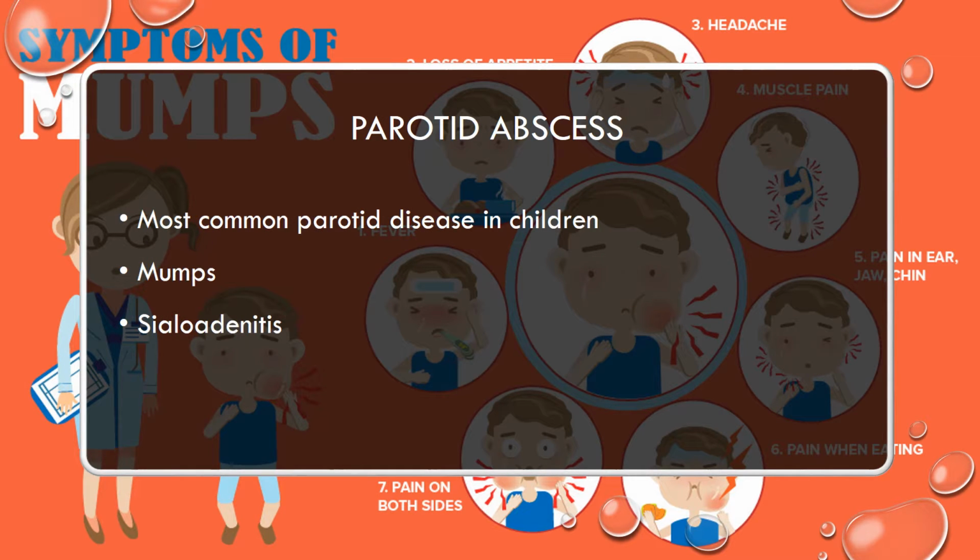Parotid abscess. Parotid abscess is the most common parotid disease in children. Mumps is the most common viral cause of a parotid abscess. Signs and symptoms include fever, headache, muscle aches, tiredness, loss of appetite, and swollen salivary glands.